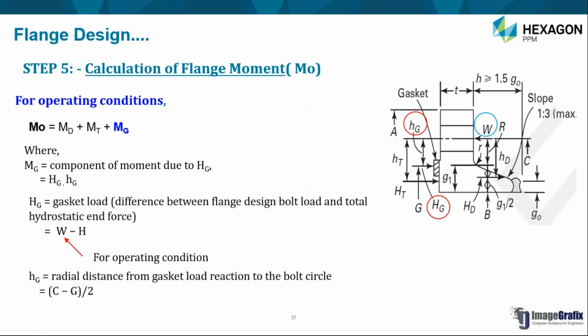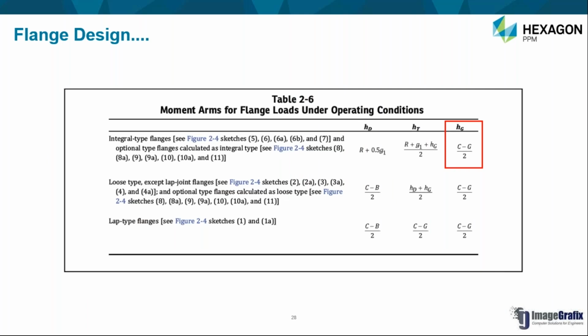Okay. So this Hg is multiplied by the moment arm. Here the moment arm is nothing but the actual radial distance between your PCD and the gasket load reaction, which is (C minus G) divided by 2. So this is what you will find in Table 2-6. So Hg times (C minus G)/2 is the moment arising because of the force Hg. Now the addition of these three moments will give us the overall moment for your operating condition.